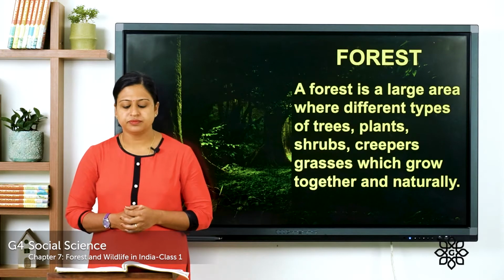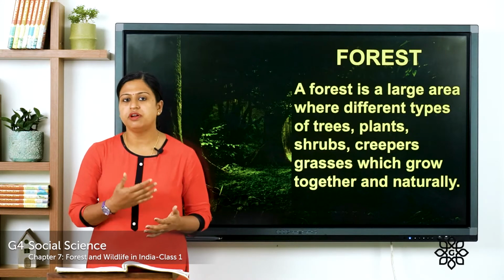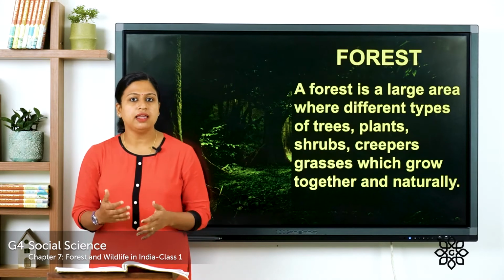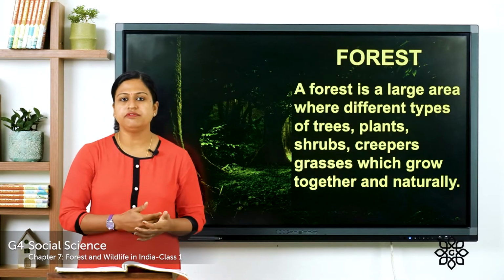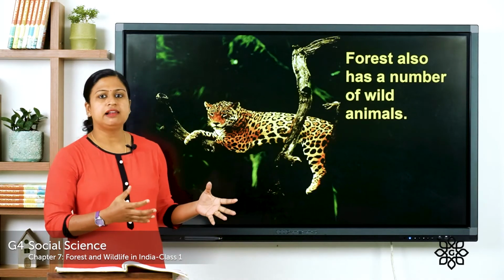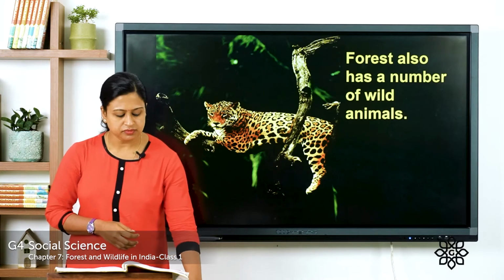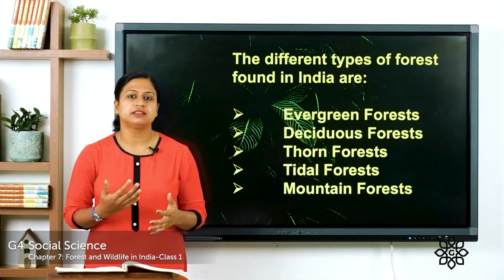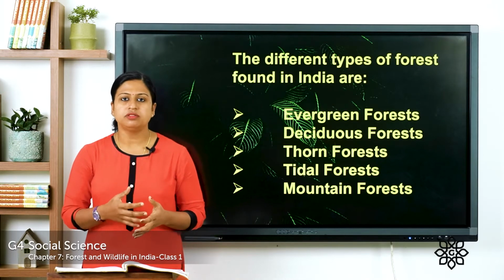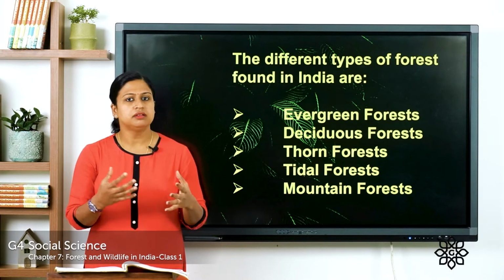What is a forest? Forest is a large area where we can find different types of trees, shrubs, and creepers which grow together and naturally. It is different from a park and agriculture, and we also find a large number of wild animals in the forest. We know that India has diverse landforms, climate and soil types. So, based on these factors, we have different types of trees in the forest.